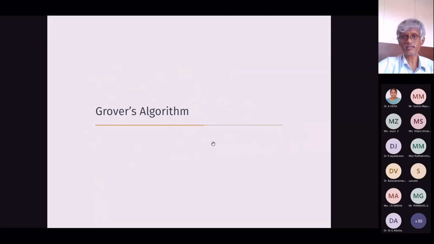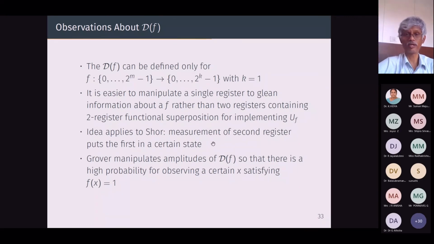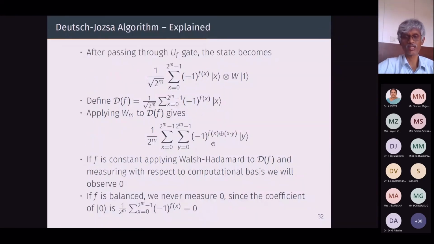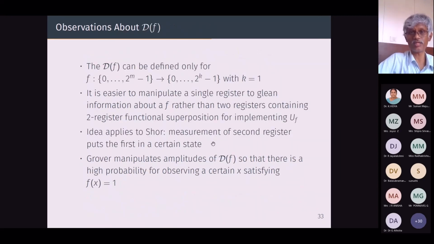We have not even touched Grover or Simon or Shor. Tomorrow we'll be doing all three of them. The main thing I want to point out is that please remember this D of f. If you have f, which is a classical function, D of f is defined as 1 by square root of 2 to the power m, summation x equal to 0 to 2 to the power m minus 1, (-1) to the power f of x, ket of x. Wherever f of x is not 0, the ket will appear with a negative sign, and wherever it is 0 it will appear with a positive sign.